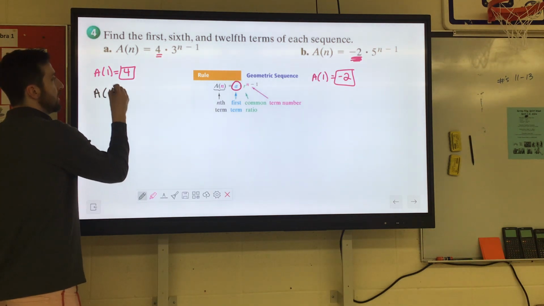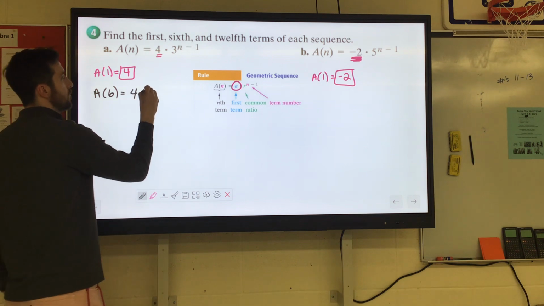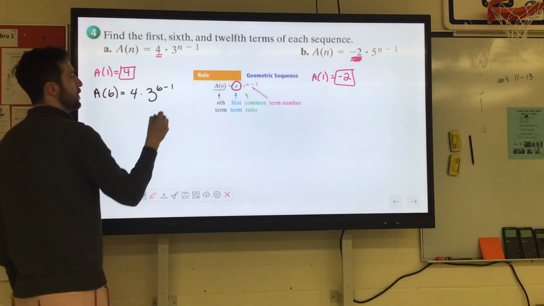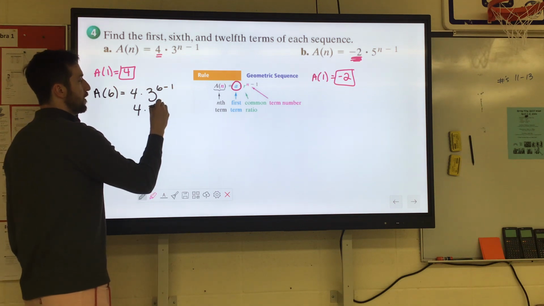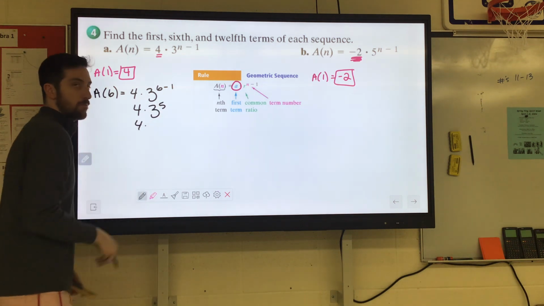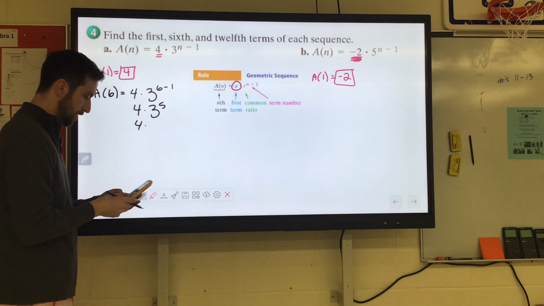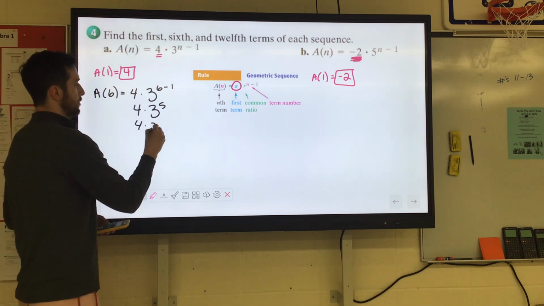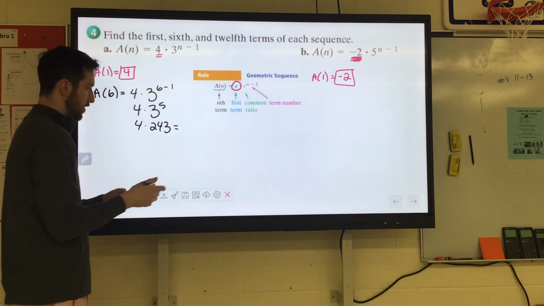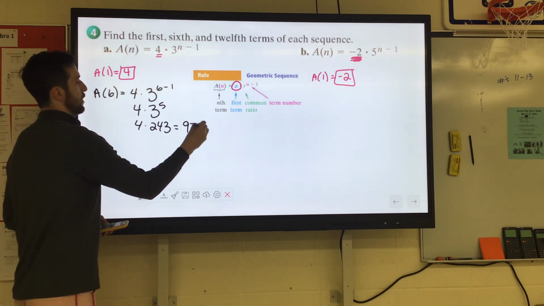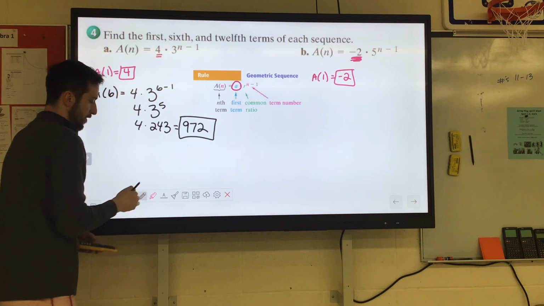Now, the 6th term, we're going to have to do some work. A of 6 equals 4 times 3 to the 6 minus 1. I bet we could do that with no calc. 6 minus 1, that's 5. No, I don't remember what 3 to the 5th is. 243. We still got to multiply it by 4, which gives us 972. All right, that was tough.